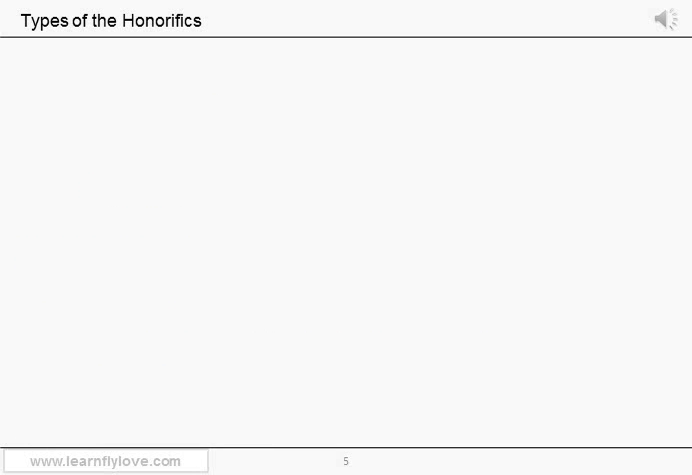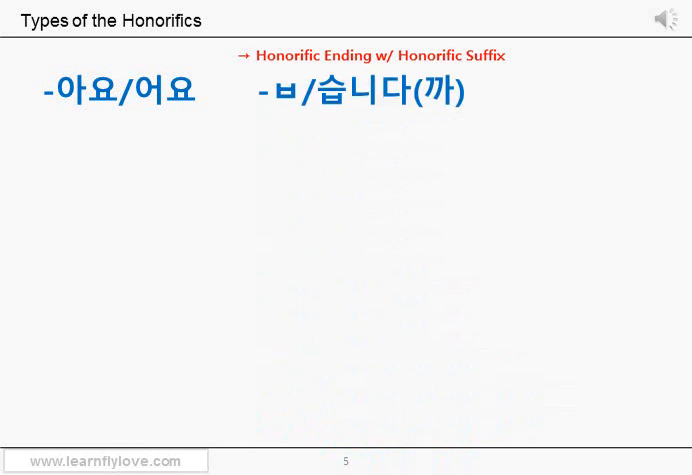Now let's talk about Korean honorifics again. What did you learn about Korean honorifics so far? There were honorific final endings such as 아요, 어요 with the honorific suffix 요, and 습니다, 습니까 with the formal honorific suffix 니다 and 니까. As you know, the honorific endings 아요, 어요 and 습니다 are honorifics for the listener or audience.